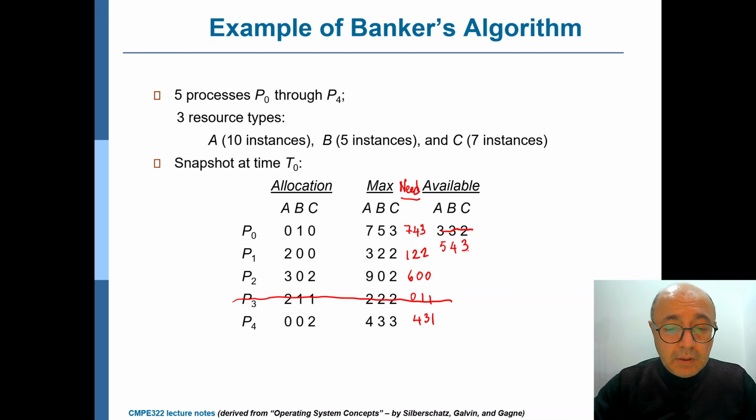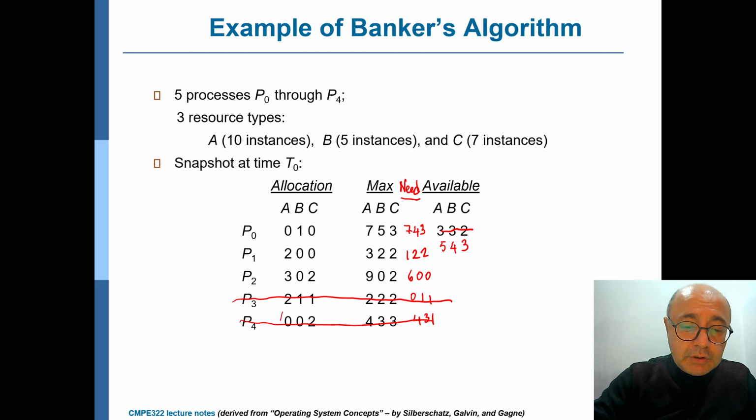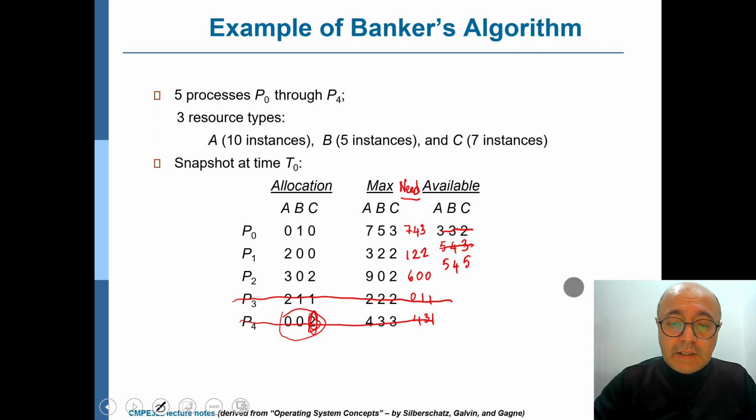So after P3 completes, with 5, 4, 3, which processes can be completed? P1 can be completed. That's trivial. Can I complete P4? Yes, I can also complete P4. Now, see, I'm finding an alternative solution. Even in the alternative solution, I have two alternatives. So I could have completed P1 or P4. I will pick, in this case, P4. So this is also completed. So all the resources allocated to P4 become available. So this will become now 5, 4, and 5. Those two resources for C are now added to available.